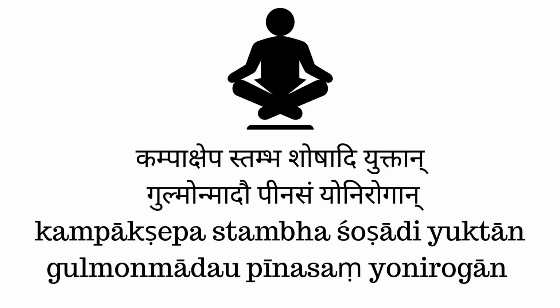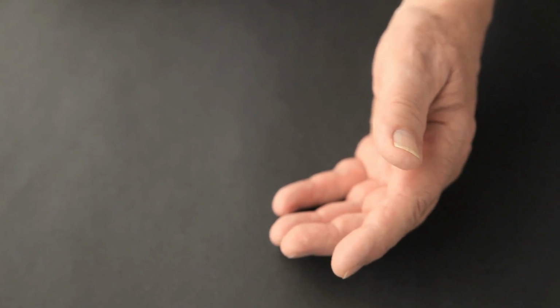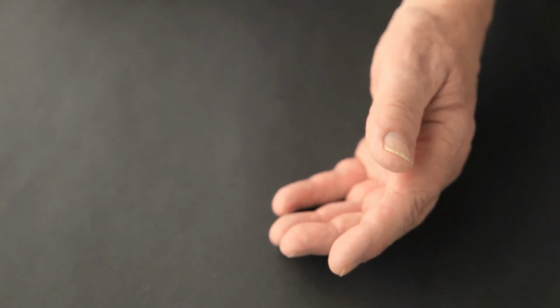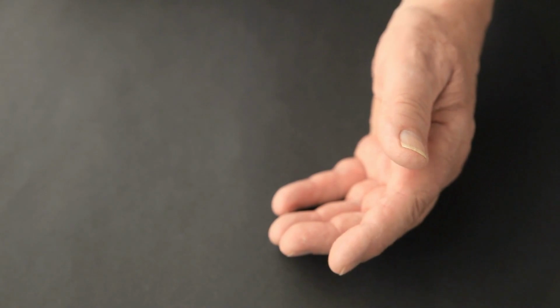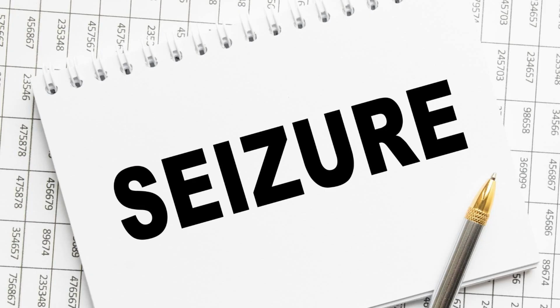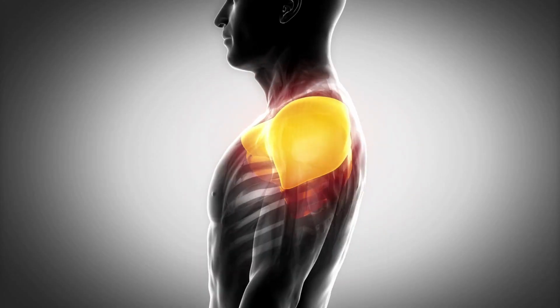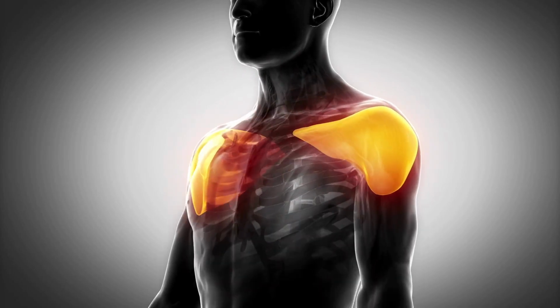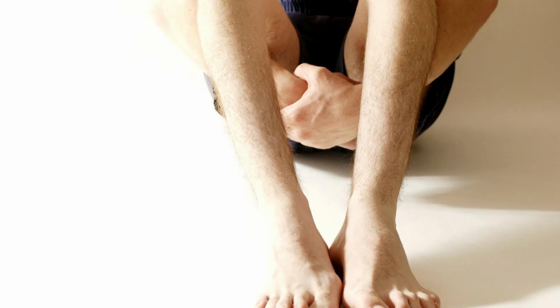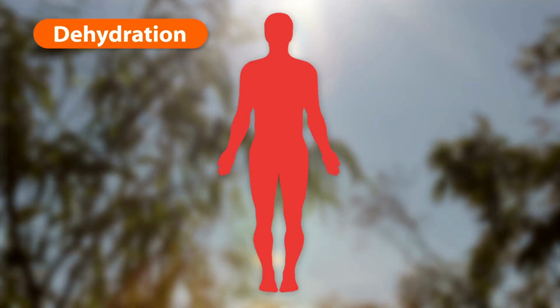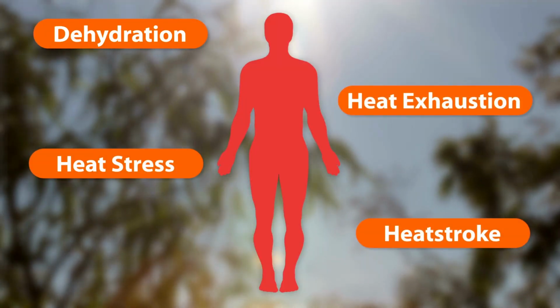In this context, Acharya Vagbhata writes, Kampakshepa Stamba Shoshadi Yuktan Gulmon Madhav Peenasam Yoni Rogan. It means Sahacharadi Taila is useful in Kampa, tremors in hands and legs, Akshepa, scissors, Stamba, stiffness of joints and muscles, Shoshadi Yuktan, diseases with muscle wasting, extreme dryness, denourishment and dehydration.